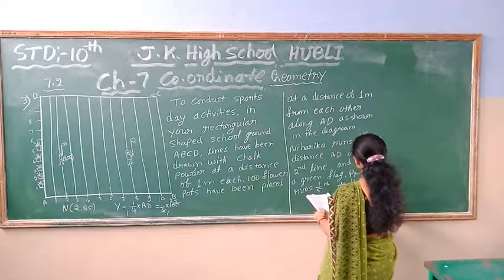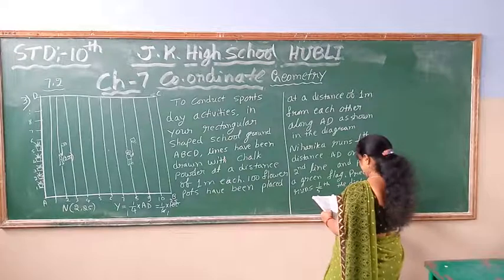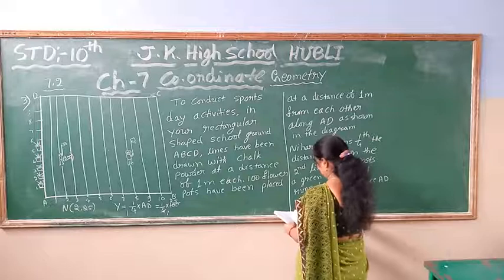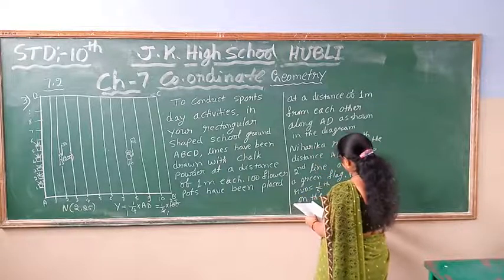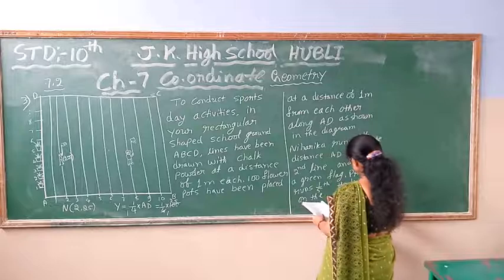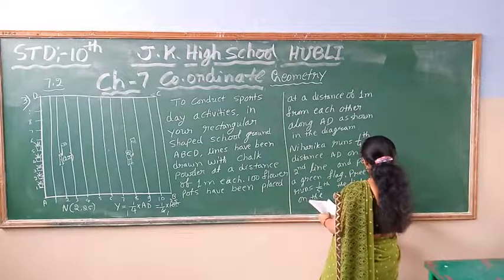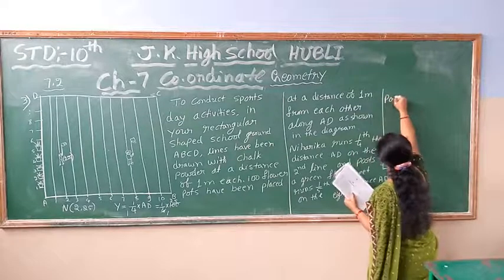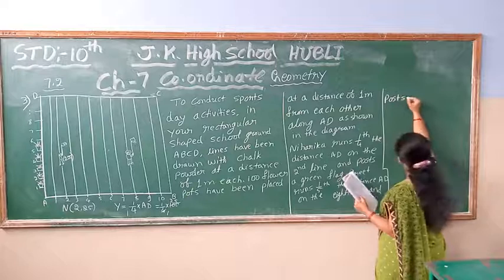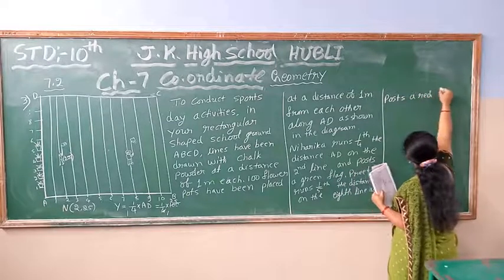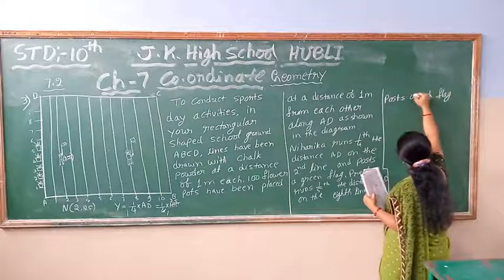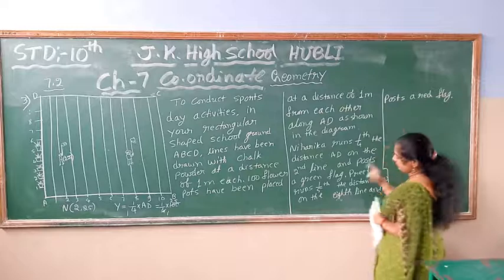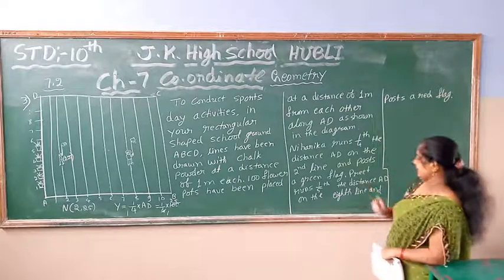Preet runs 1/5 the distance of AD on the 8th line and posts a red flag. See, Preet runs 1/5 the distance of AD on the 8th line.